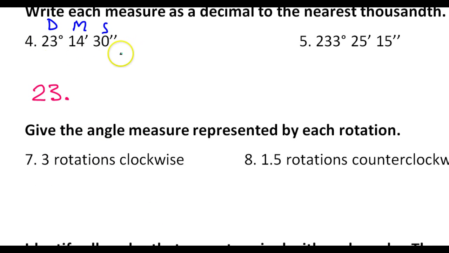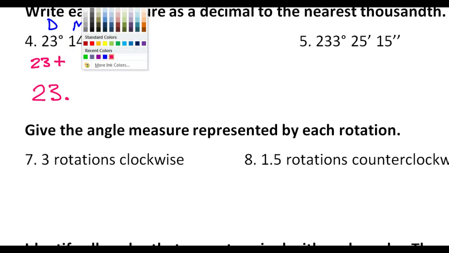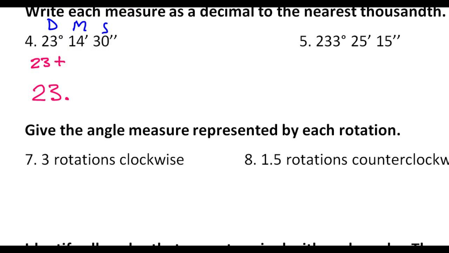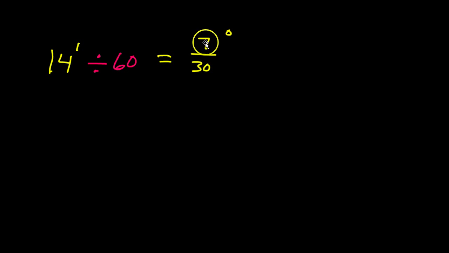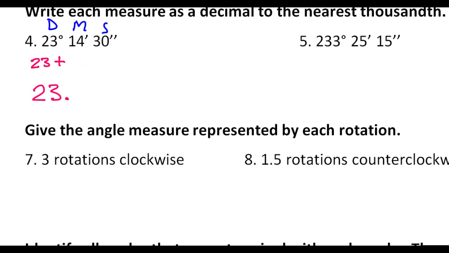when I look back at this original format, I could view this as a sum of these three different parts. So I started off with my 23 degrees, but now I know that it's 23 plus. All right, and now it's time for the 14 minutes, which we just saw is the same thing as 7/30 degrees, because we're just converting everything into degrees. So I have 7/30 degrees. All right, that just leaves the 30 seconds. So let's convert that into degrees also.